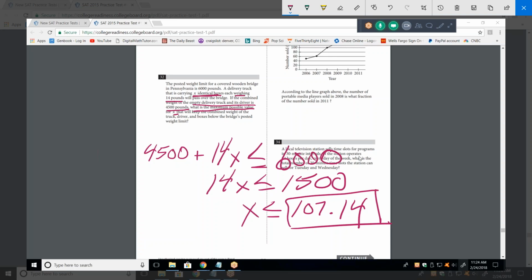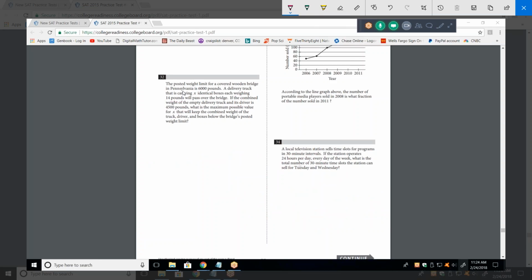So this wasn't hard at all. This was pretty easy. I mean, it's not even that hard to algebraically set up the inequality, especially when they tell you what the variable is. They're defining the variable. They didn't have to even do that, but they did. Carrying X identical boxes, so X is the number of boxes.